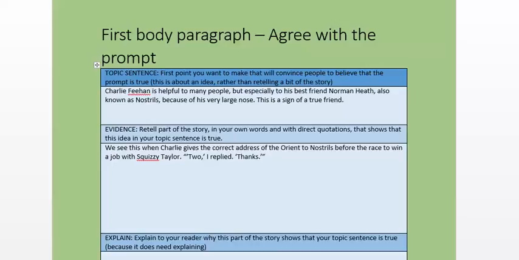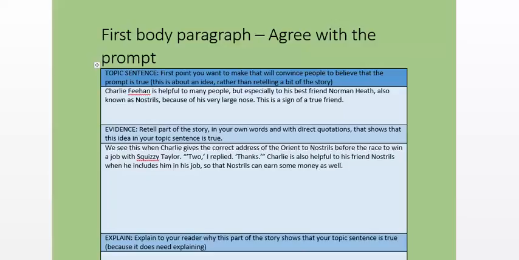So I'm just using a little bit of text to back up what I'm saying so that I'm not just making up some bit of the story. So we see this when Charlie gives the correct address of the Orient to Nostrils before the race to win the job with Squizzy. Okay, so I want to provide a second example. Charlie is also helpful to his friend, Nostrils, when he includes him in his job so that Nostrils can earn some money as well.